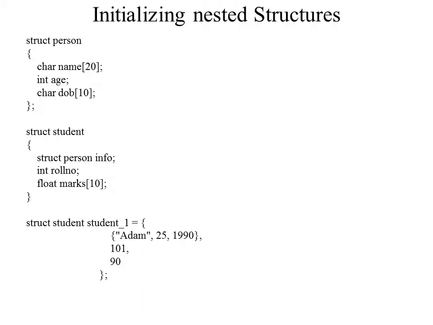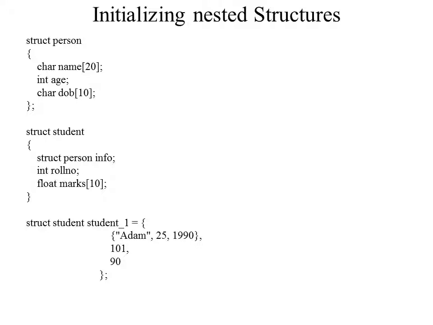Now if I want to initialize directly, without taking the values from the user while executing the program, that is initializing a nested structure. Let's see. Here we are declaring the person structure outside the outer structure. Here struct person is defined, then struct student. In struct student, 3 members are there. First is of type struct person, info, then roll number, and float marks, an array of size 10.